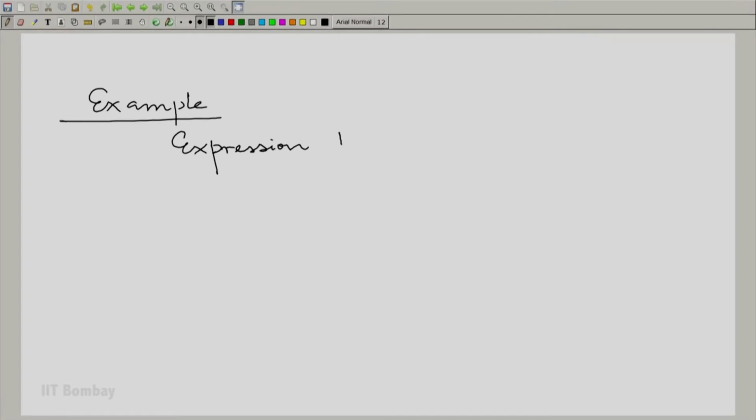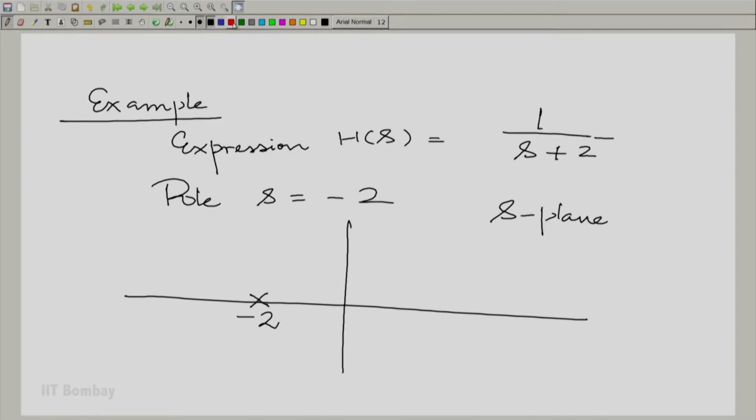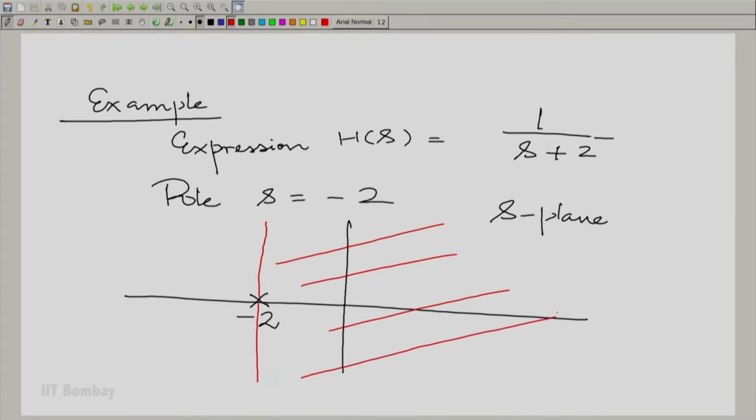So, let us take the expression H(s) to be common to two different situations. And once we do this, we have identified the pole. The pole is at s equal to -2. Let us sketch it in the S plane. And therefore, you have two possible regions of convergence. Let us identify them. This is the dividing line between those two regions of convergence. This is one region of convergence, and the other one I am going to show in green.